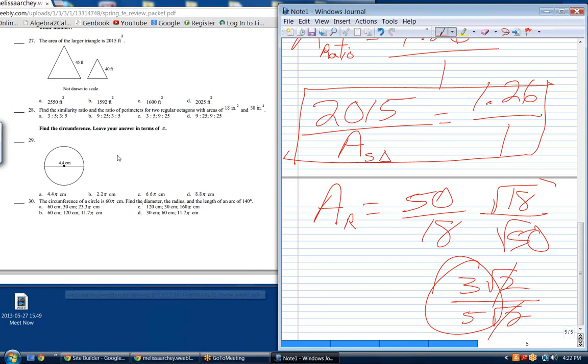Notice that answer A is correct because the similarity is the same as the perimeter ratio. Perimeter is a linear measurement. Whenever you're comparing linear measurements, the ratios are always the same. It's only when you go to areas that it's the square of the similarity ratio. So when they give you the areas, you have to take the square root to find the similarity ratio.